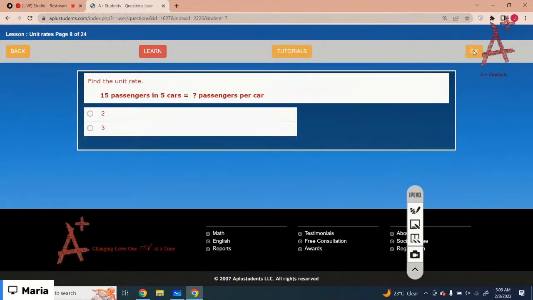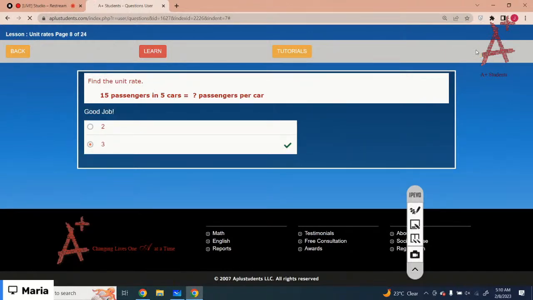Okay, 15 passengers in 5 cars. You have to calculate how many passengers in one car. 15 divided by 5 equals... 5 times what number is 15? 5 times 3 is 15. That means you have 3 passengers per car. Got it?